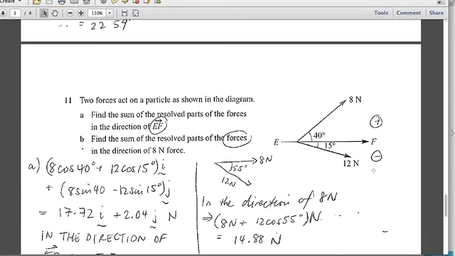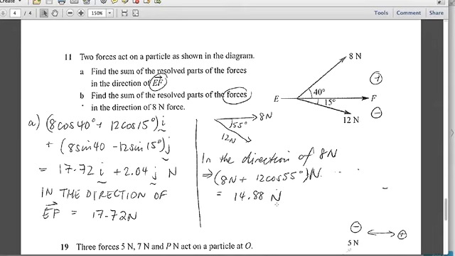The next one is breaking up 2 forces acting on a particle. Find the sum of the resolved parts of the force in the direction E to F, and find the sum of the forces in the direction of the 8N force.